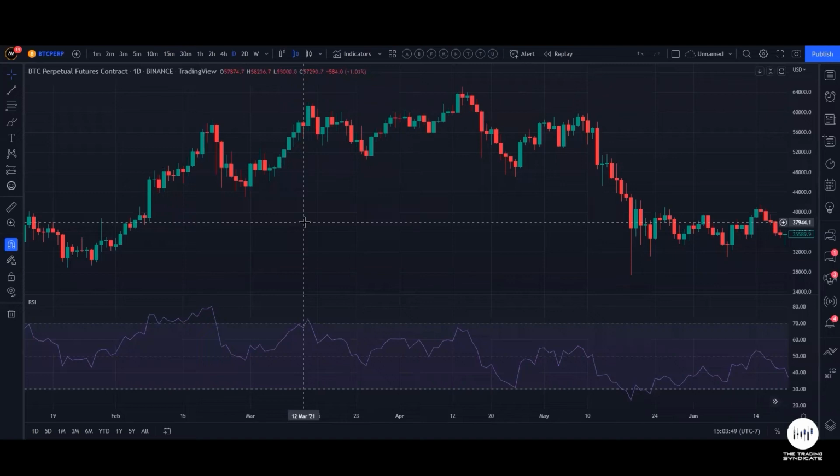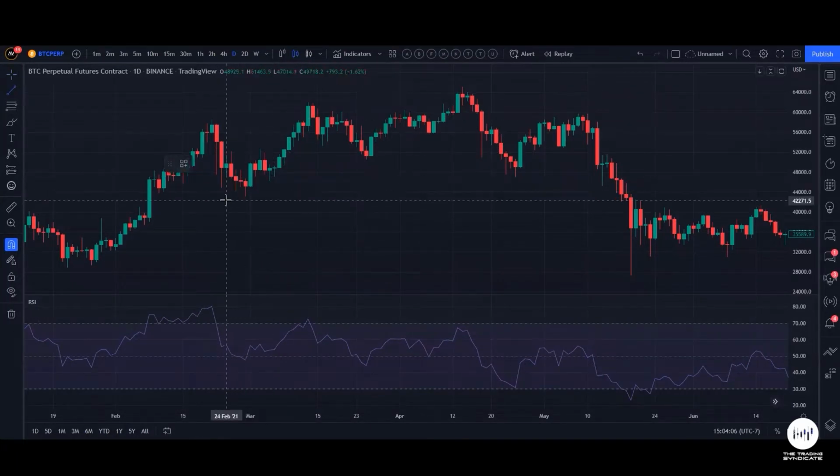All right, guys. So in this video, we are going to be talking about the wedge pattern. Now, the wedge pattern can take on either the bullish form or the bearish form. And more specifically, the wedge pattern is a reversal type of consolidation pattern. So what does a wedge pattern look like?